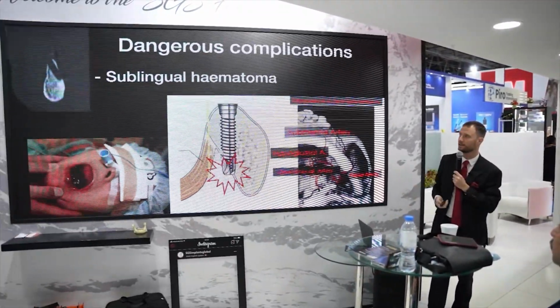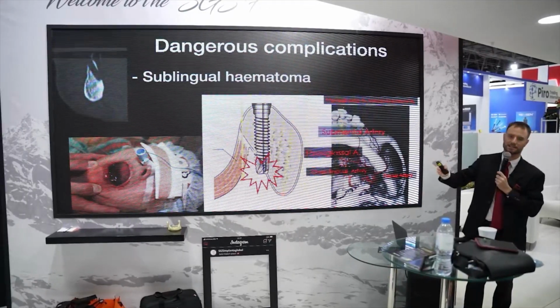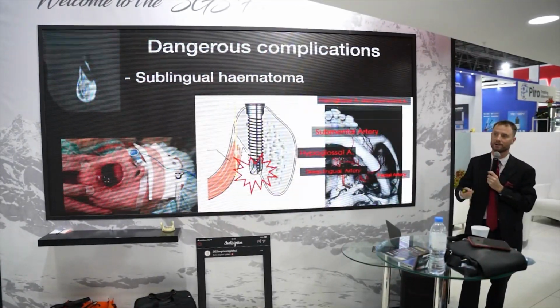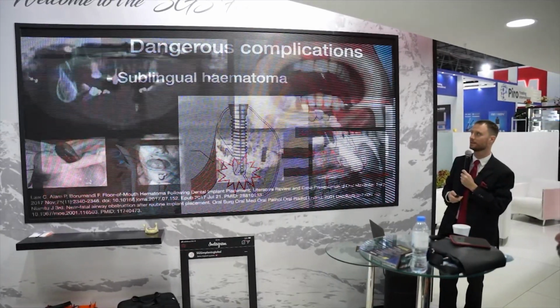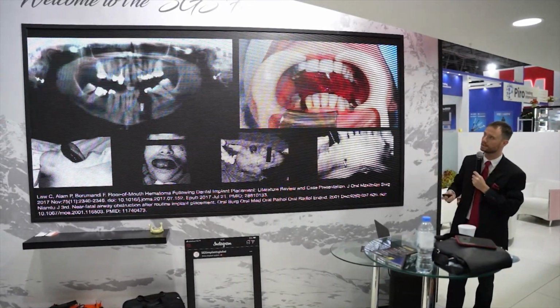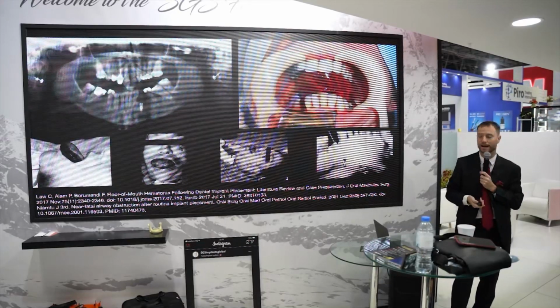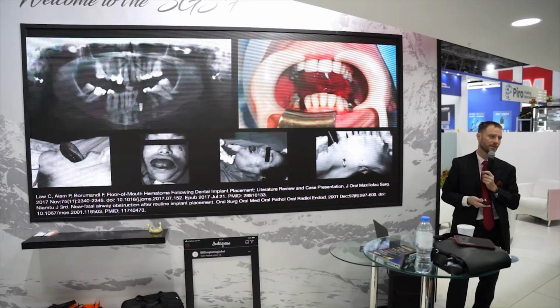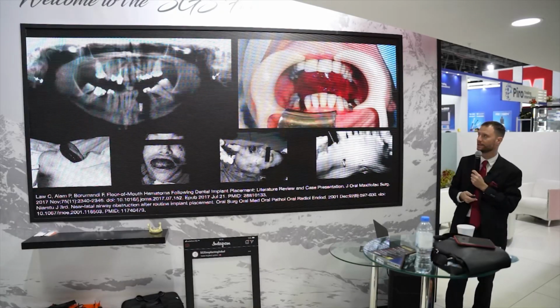We also have in the literature several descriptions of complications. One of the major complications you can have is with the submental artery, when by accident you drill through the mandible. If it's a sublingual bleeding, you can really have complications with it. It's documented in the literature. You can see several cases, and even on the X-ray, it doesn't really look bad. But what you see with a patient, if you go under the mandible, it really can cause severe excessive bleeding.